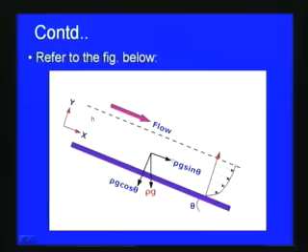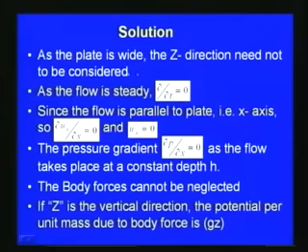the z direction need not be considered. So, you can see that we consider a wide plate, and we assume the flow to be steady. So, del by del t is equal to 0. The transient term becomes 0, and then we assume that the flow is parallel to the plate, that is, the x axis. So, we can write del u by del x is equal to 0, so that v is equal to 0. This is the third assumption, and also the pressure gradient dp by dx is equal to 0 as the flow takes place at a constant depth h.